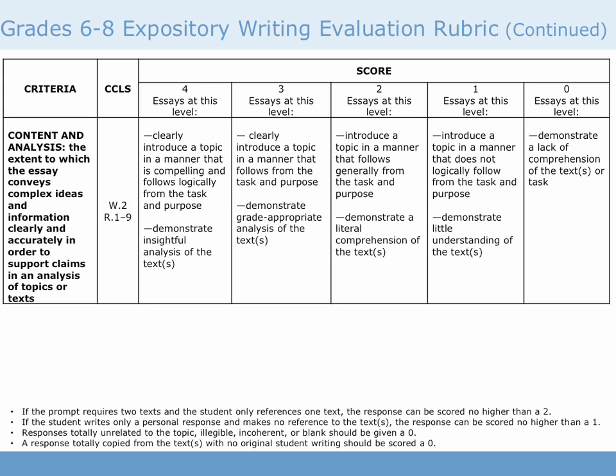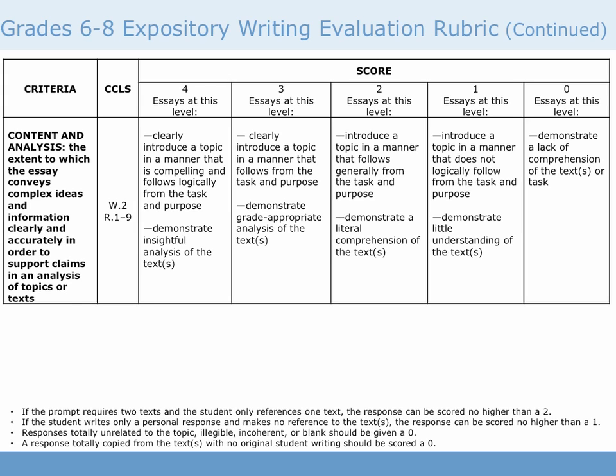The first criterion is content and analysis, the extent to which the essay conveys complex ideas and information clearly and accurately in order to support claims in an analysis of topics or texts. This is used to assess Writing Standard 2 or Reading Standards 1 through 9. At a level 4, essays clearly introduce a topic in a manner that's compelling and follows logically from the task and purpose. If you go over to the next level, a level 3, essays there clearly introduce a topic in a manner that follows from the task and purpose.